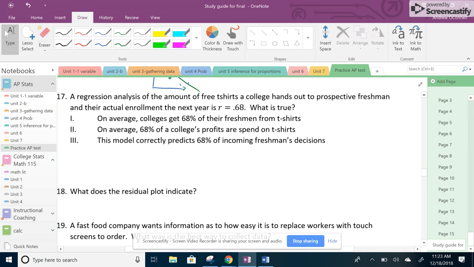No. You should think all of these are false. None of these accurately represent what R is. Correlation is just going to tell us, generally speaking, there's a moderate correlation between how many t-shirts they hand out and how many prospective freshmen choose to attend their school.